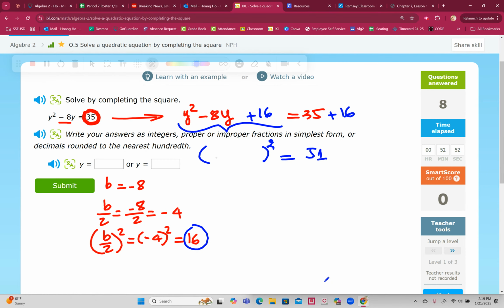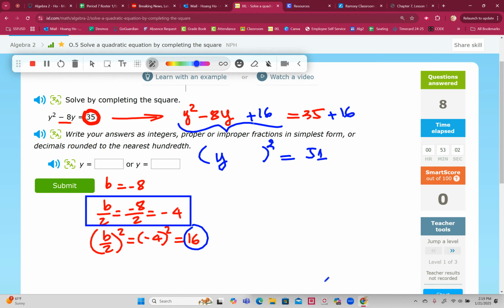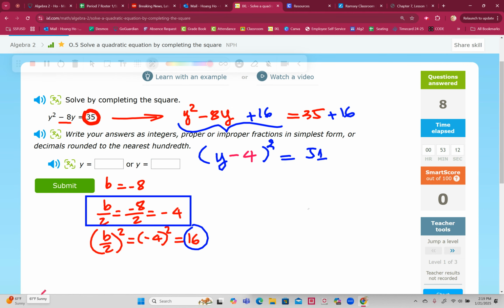Okay, so the perfect square should be y and then with b over 2, but b over 2 is right here. b over 2 is negative 4, you already know it. Okay, so I put negative 4 right here. Okay, we're almost done. Now you don't want the square, what do you do? You take the square root on both sides.